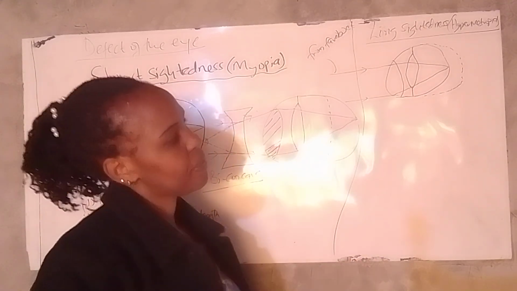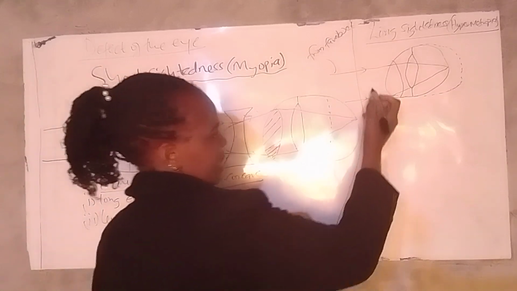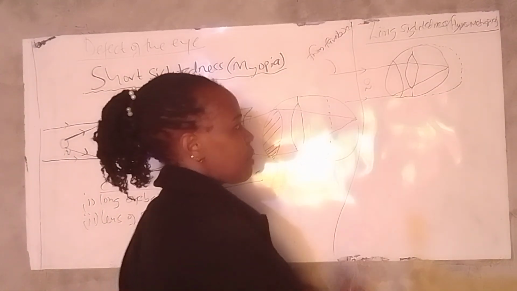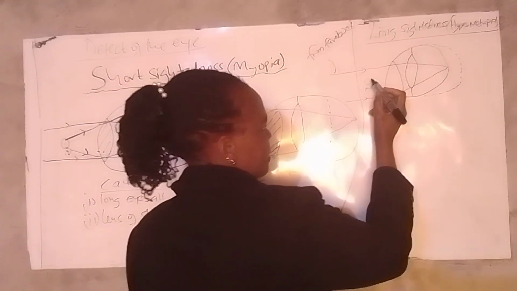So those rays are able to form on the retina, which is much closer to the lens because the eyeball is short. Okay, what about an object that is near? What about the object that is near? So these rays come.